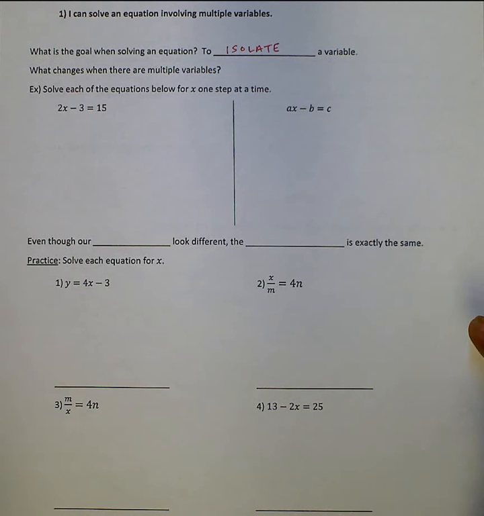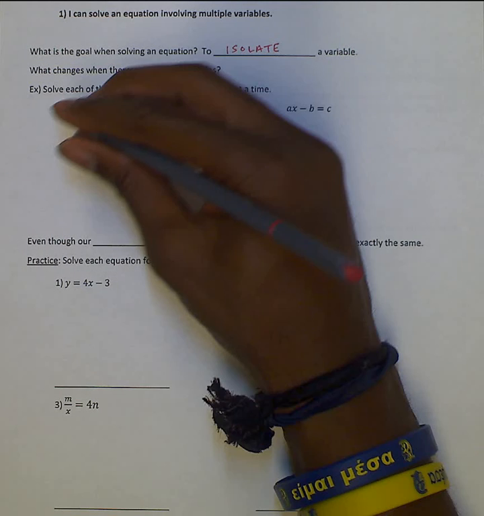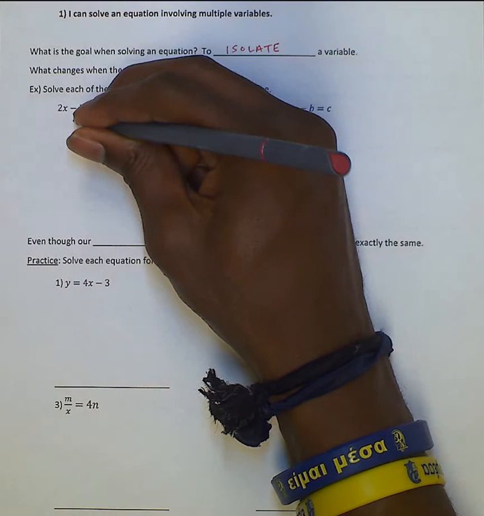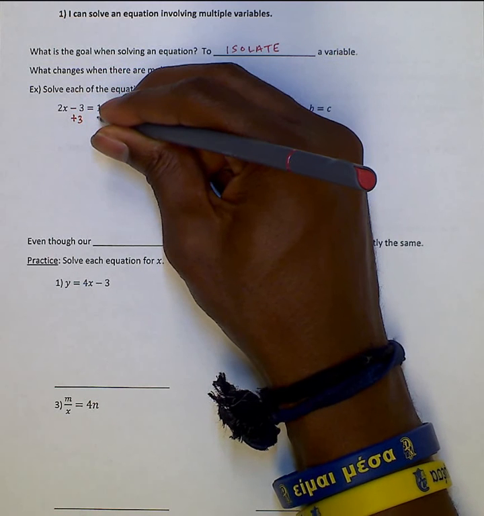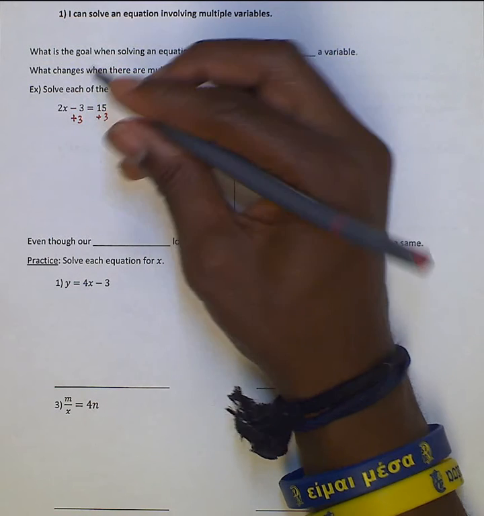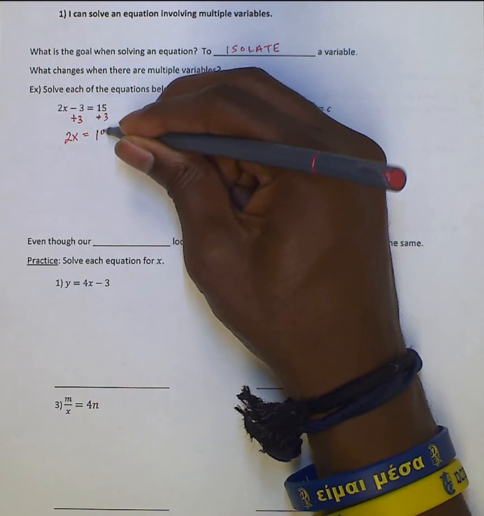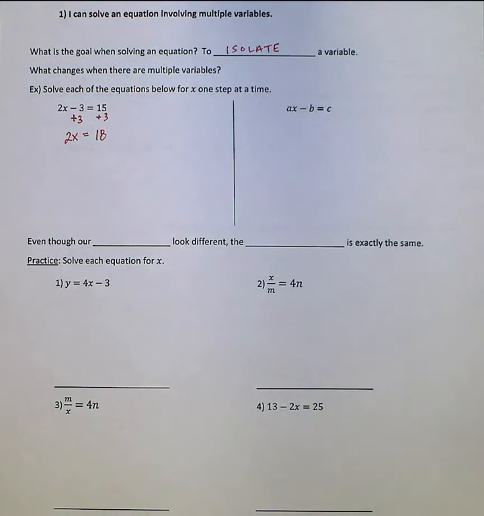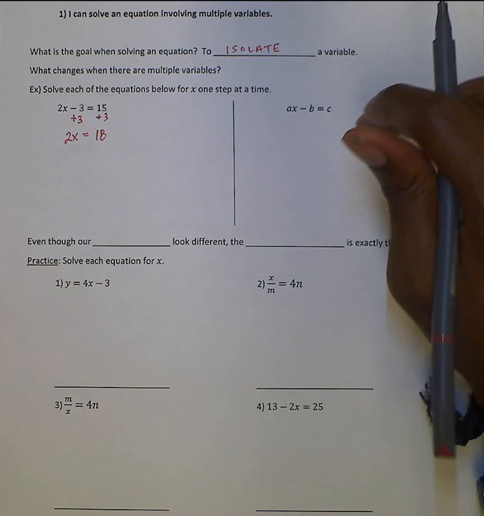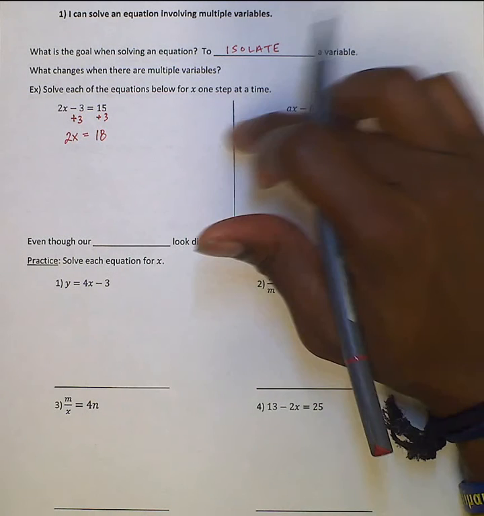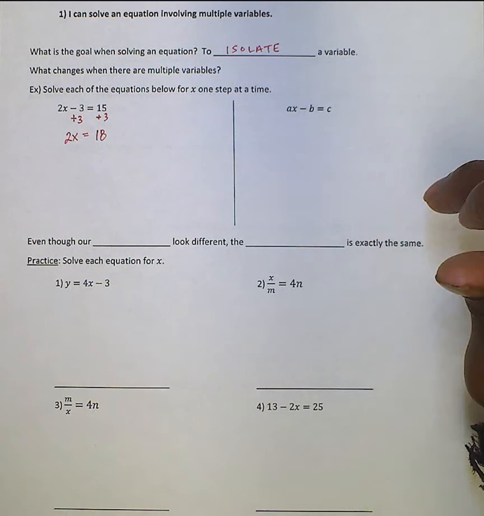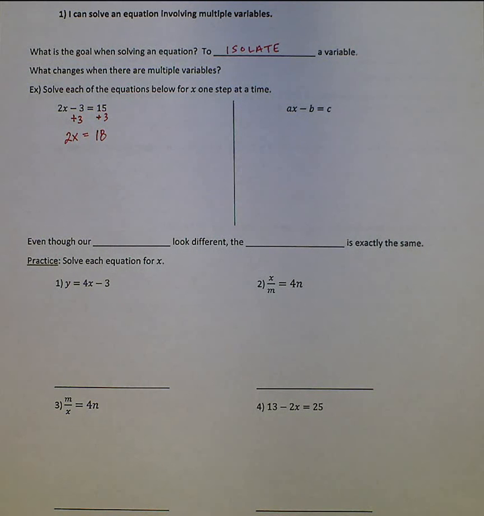So what are we going to get rid of first? Well, we will get rid of this 3 first, and we'll do that by adding 3 to both sides. So we have 2x equals 18. We're going to do that same thing. I know we're not done with this problem. We're going to jump from left to right just so we can see what's happening. We're going to do that same thing on this right side.